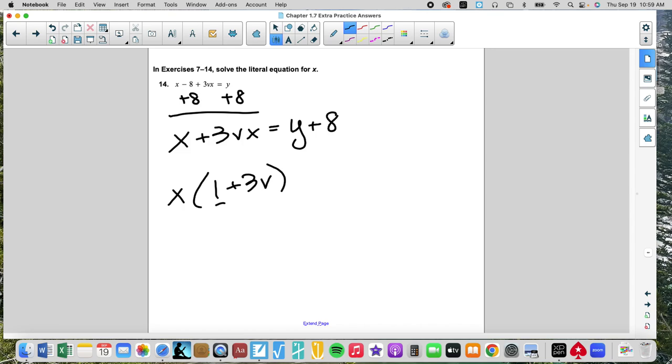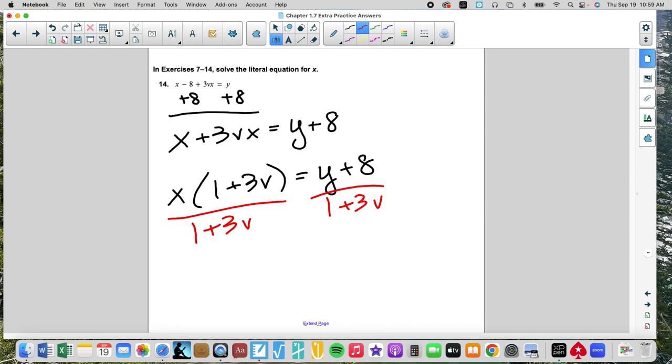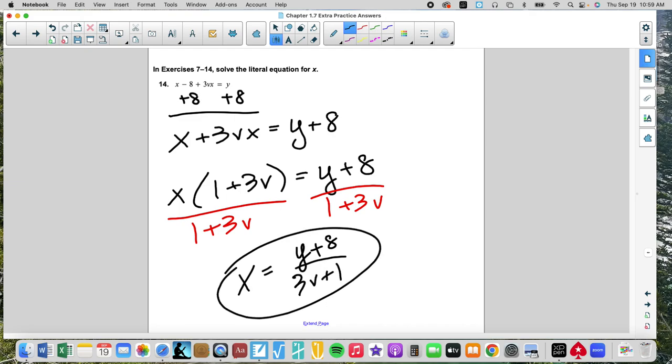X times 1 is x. X times 3v is 3vx. So that's how we check and make sure that we did it correctly. Equals y plus 8. Let's divide by 1 plus 3v. X equals y plus 8 over 3v plus 1. Standard form.